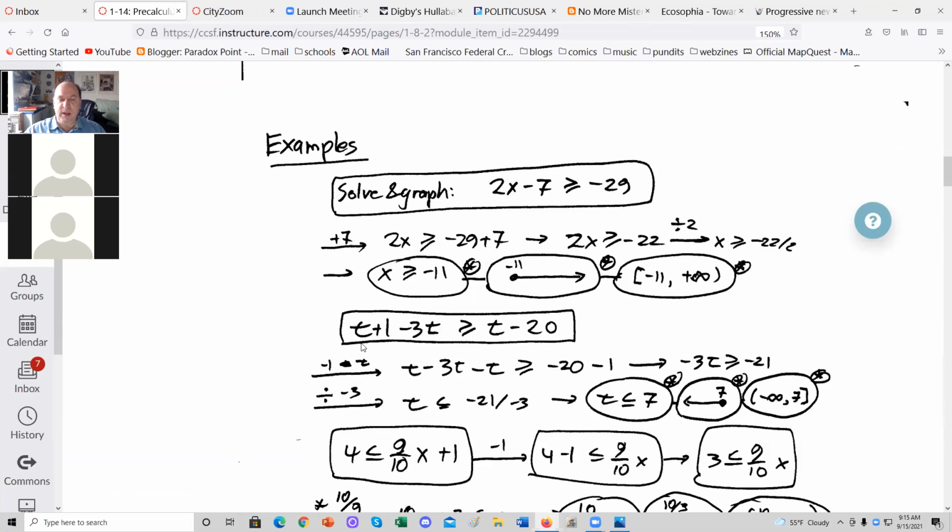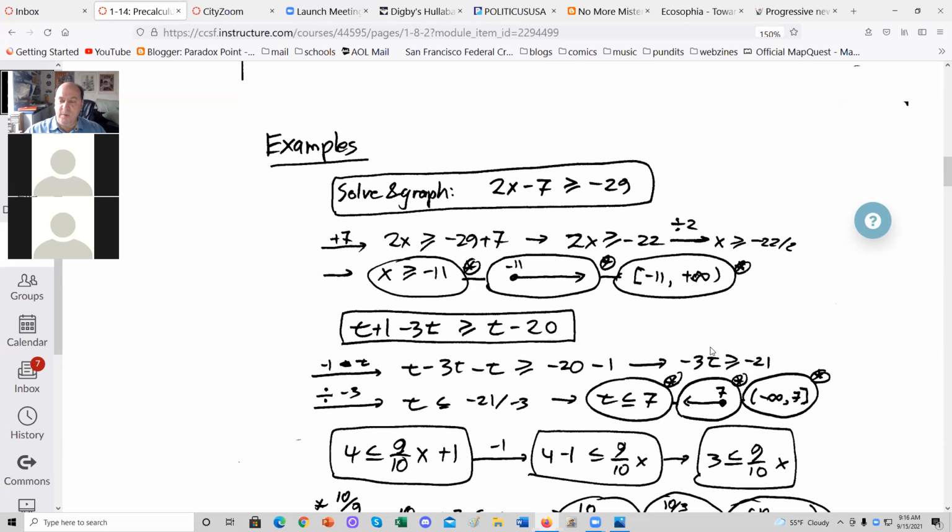Here we have t plus 1 minus 3t is at least t minus 20. Okay, here we'll subtract 1 to move it to the right and subtract t to move it to the left. So you get on the left t minus 3t minus t greater than or equal, because adding and subtracting don't change the direction of the inequality, negative 20 minus 1. Okay. So this simplifies to negative 3t is greater than or equal to negative 21.